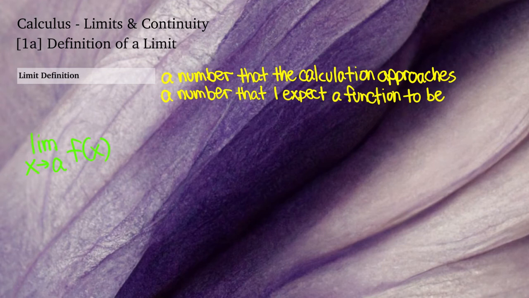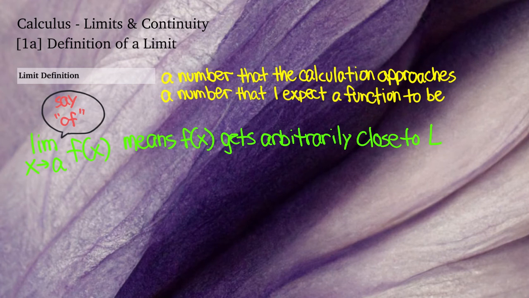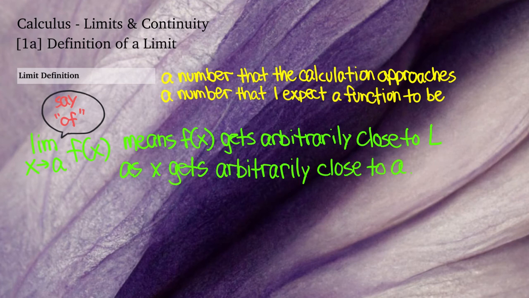The limit as x approaches a of f of x means f of x gets arbitrarily close to L, the limit, as x gets arbitrarily close to a. As x approaches a, starts to become a, gets closer to a, f of x approaches L or becomes L.